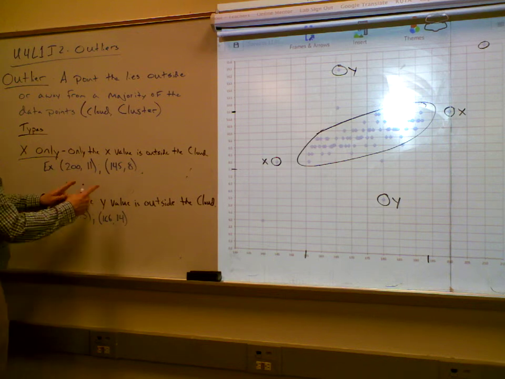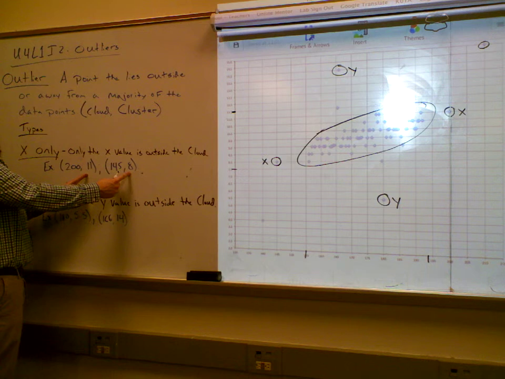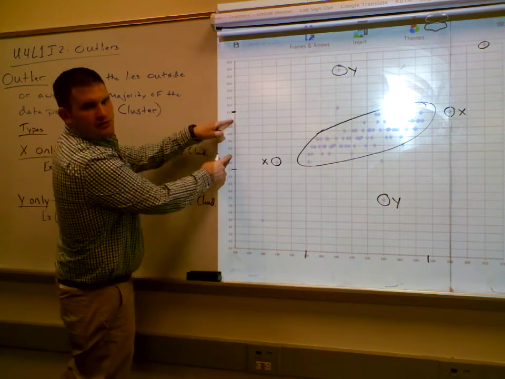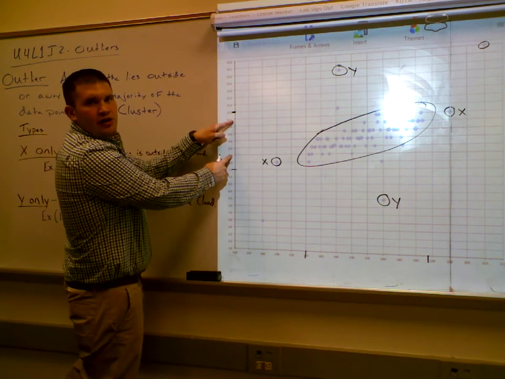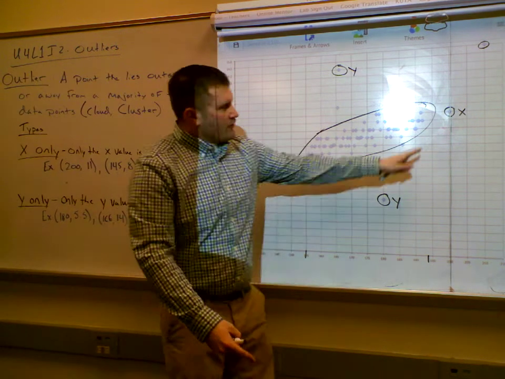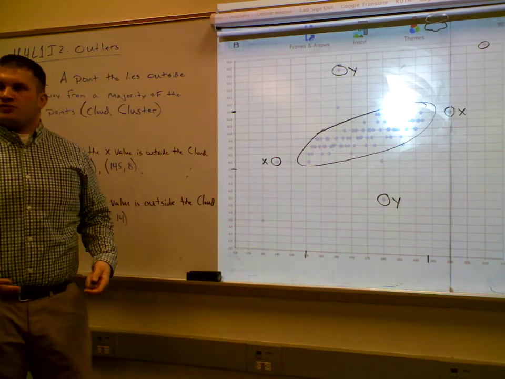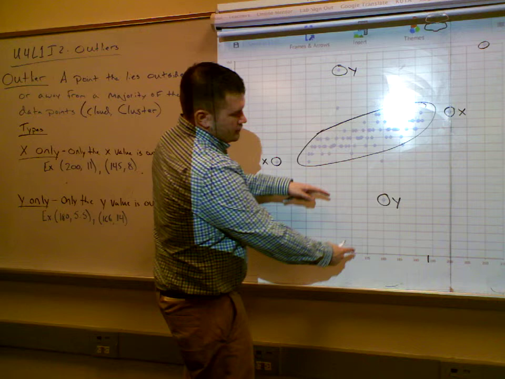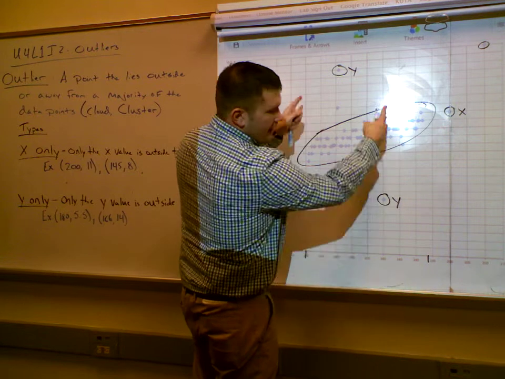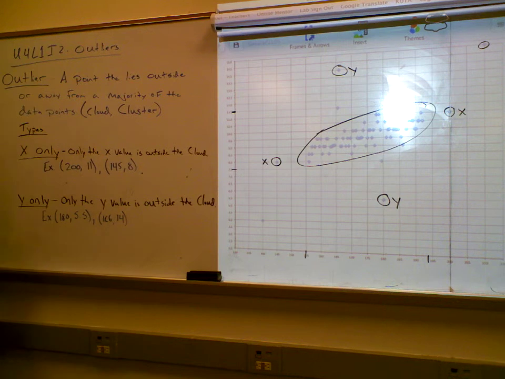So for the x-only outliers, 11 and 8 are between 7.5 and 11.5, right? 11 and 8 fall inside this range, don't they? 200 and 145 fall outside that range. That means they're x-only. Same thing the y-onlys. Their x coordinates are inside the cloud. Their y coordinates are not. Does that make sense? Are there any questions?